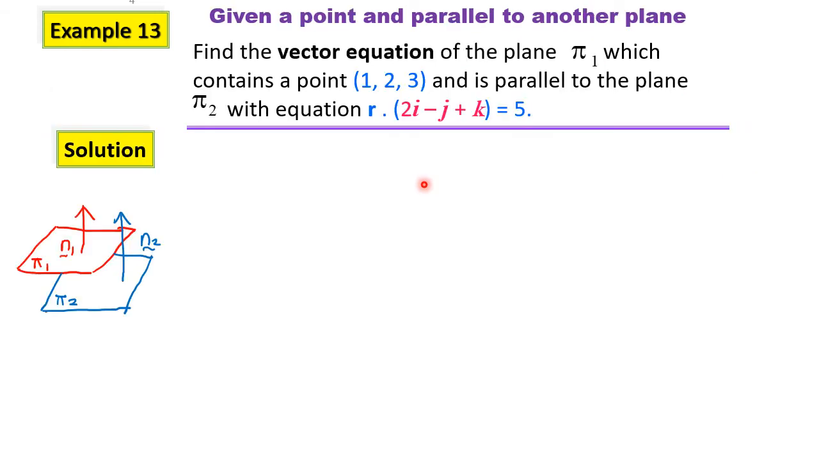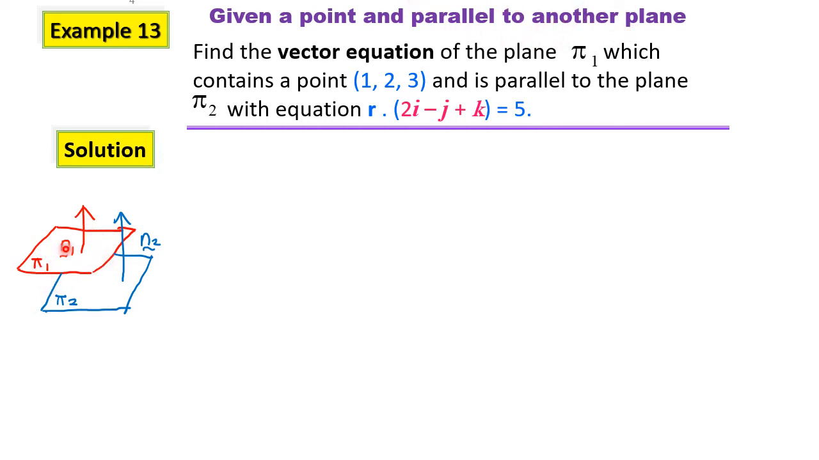Right, next, example 13. Find the equation of the plane pi1 which contains the point (1, 2, 3). So here it's given a point, and is parallel to the plane pi2 with the equation r dot n equals 5. So this says the plane is parallel to another plane.